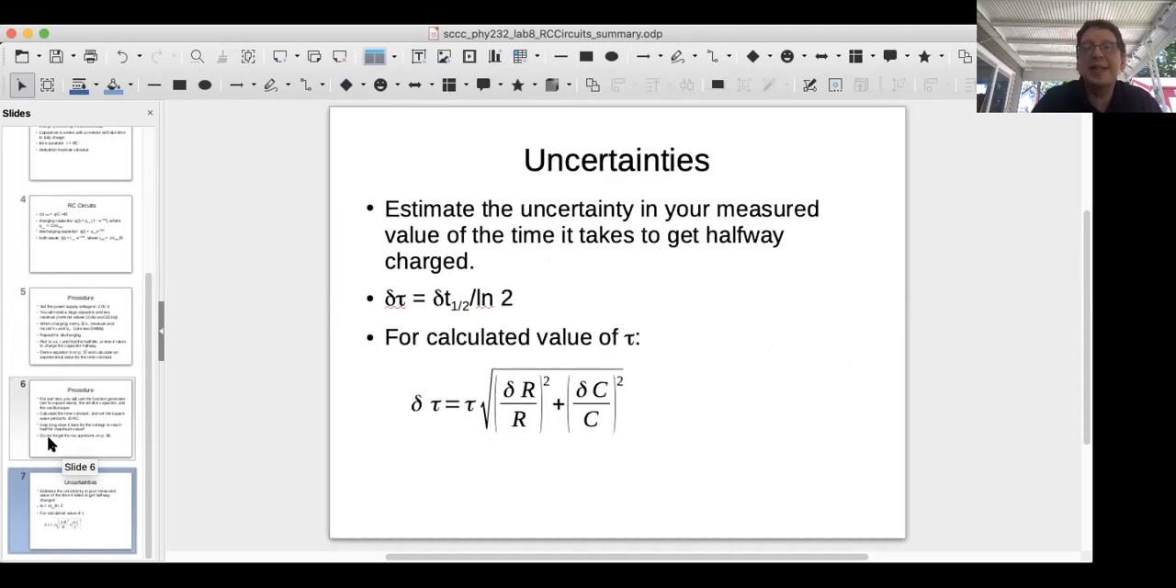For the error analysis, when you're measuring the time constant from the half time, or the time it takes to charge halfway or discharge halfway, the uncertainty in tau is equal to the uncertainty in the half-time measurement divided by the log of 2. For the calculated value of tau, the uncertainty of tau is equal to that calculated value multiplied by the square root of the fractional uncertainty in R squared plus the fractional uncertainty in C squared. And so your values of tau should agree within those uncertainties. If they don't, comment on why you think they don't.